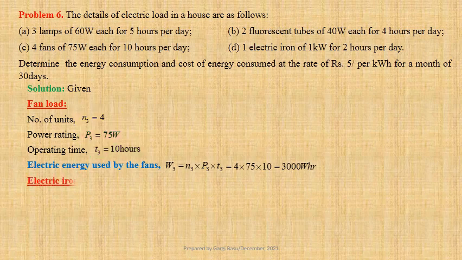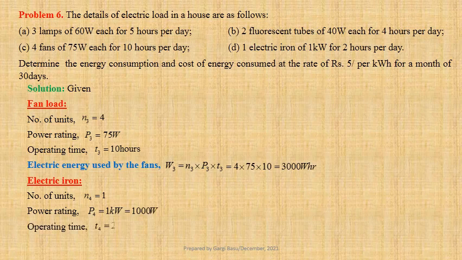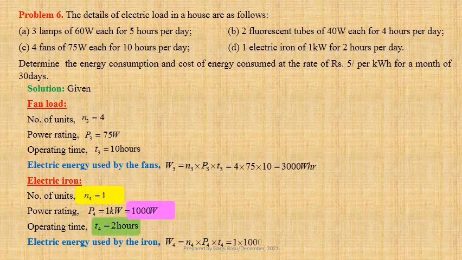For electric iron, given number of units N4 equals 1, power rating P4 equals 1 kilowatt, that is equal to 1000 watts. Operating time T4 equals 2 hours. Let us now determine electric energy used by the iron. W4 equals N4 into P4 into T4. Using values we get 1 into 1000 into 2, that is equal to 2000 watt hours.